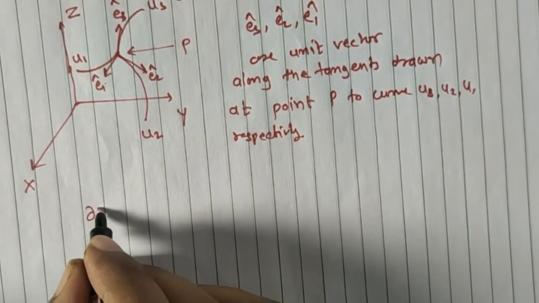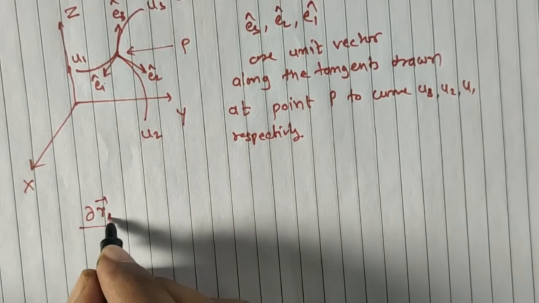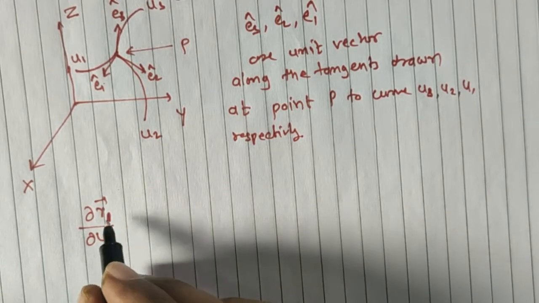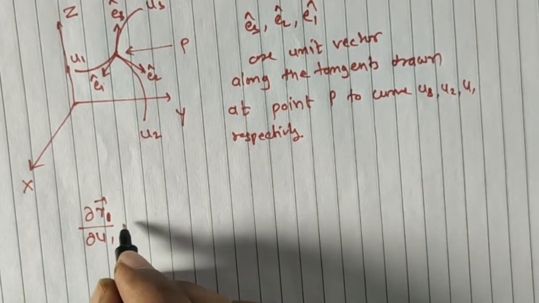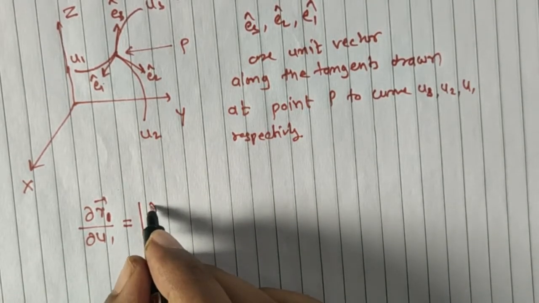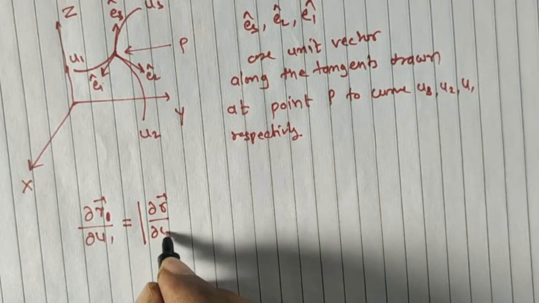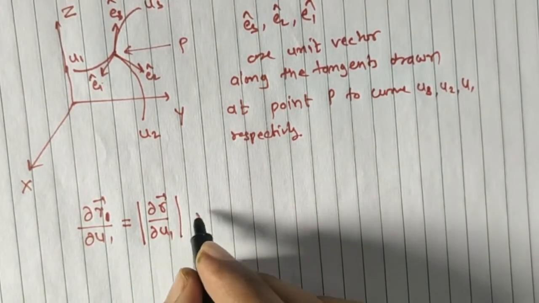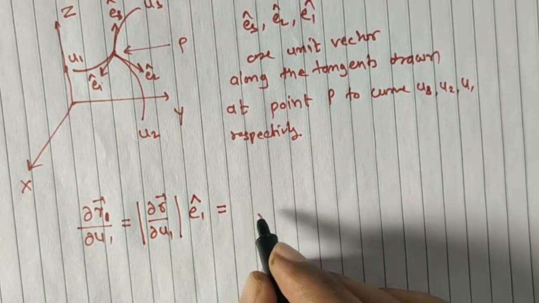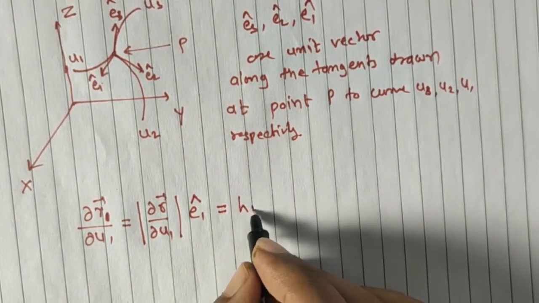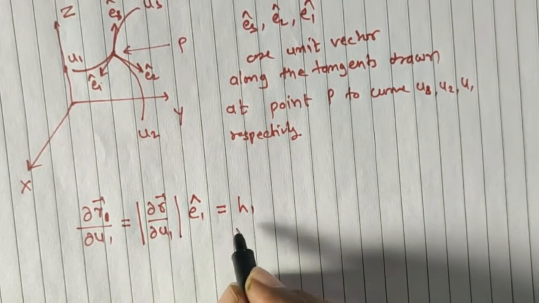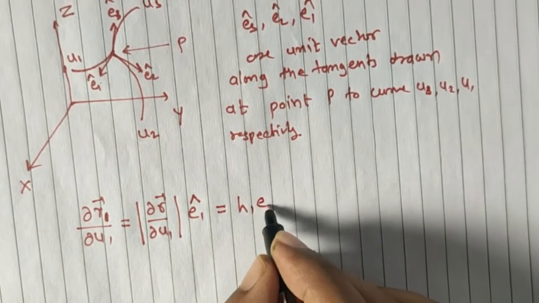Now let us write it again. Delta r bar by delta u1. So this was a partial derivative of r bar with respect to u1. I can write it in terms of magnitude and unit vector: delta r bar by delta u1, this is a magnitude, and e1 cap. So I can write it as some h1. Rather than writing delta r bar by delta u1, I am replacing it by some h1, and there is e1 cap.